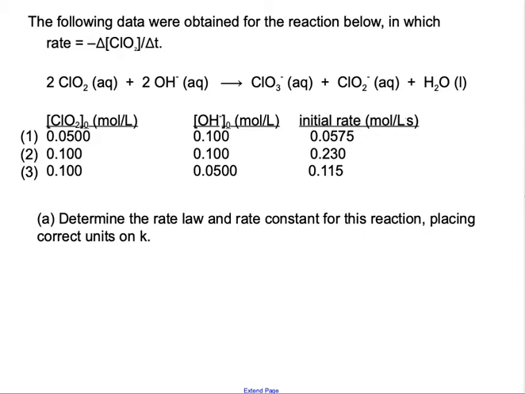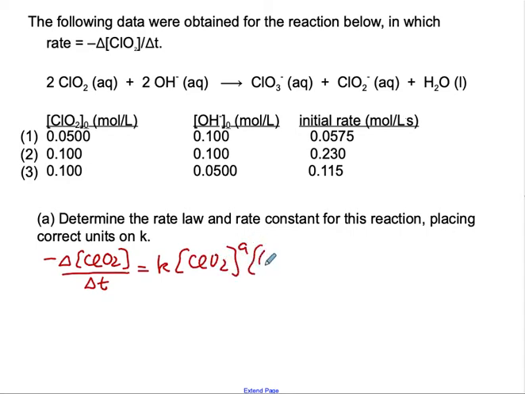So the reaction: chlorine dioxide reacts with hydroxide to form the chlorate anion plus the chloride anion plus water. And we have the same setup here. We've got 3 experiments. We vary the initial concentrations, hold the other one constant, and measure the initial rate. So here's how we're going to do it. I'm going to write a hypothetical rate law. I'm going to say the decrease in concentration of ClO2 with respect to time is equal to some rate constant times the concentration of ClO2 to the A power times the concentration of hydroxide to the B power. Again, our goal is to find numerical values of K, A, and B.